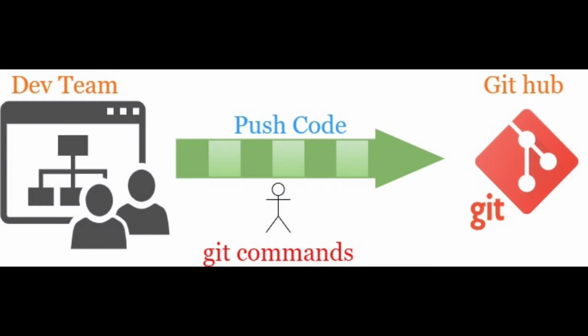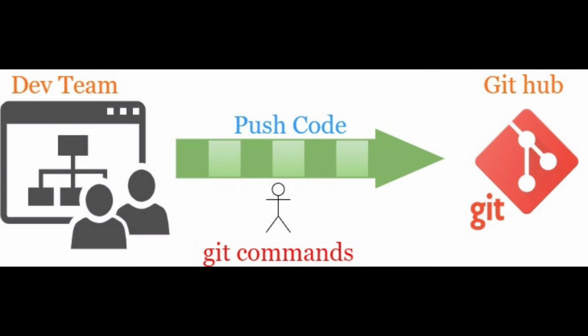Now we are going to see how to push code to GitHub. We do have some basic commands in Git, such as adding and committing the code. Then we need to push the code to the remote repository, right? So now we're going to see how to push the code in our local repository to our remote repository. Okay, so let's get started.